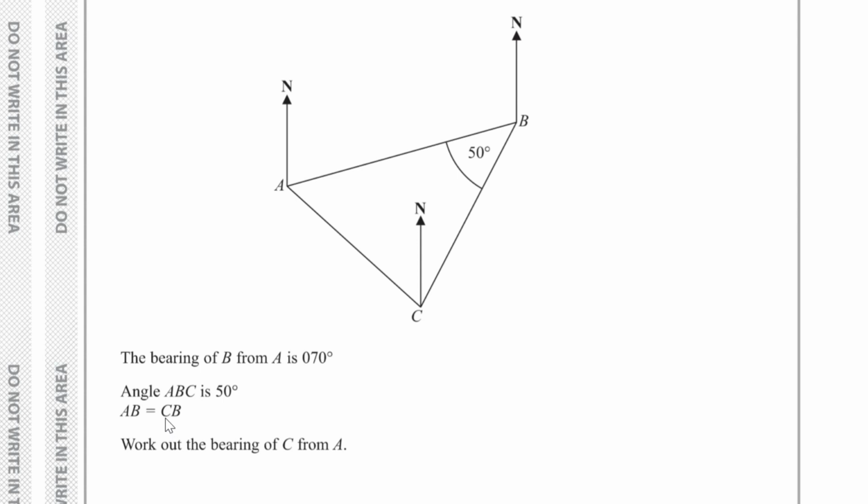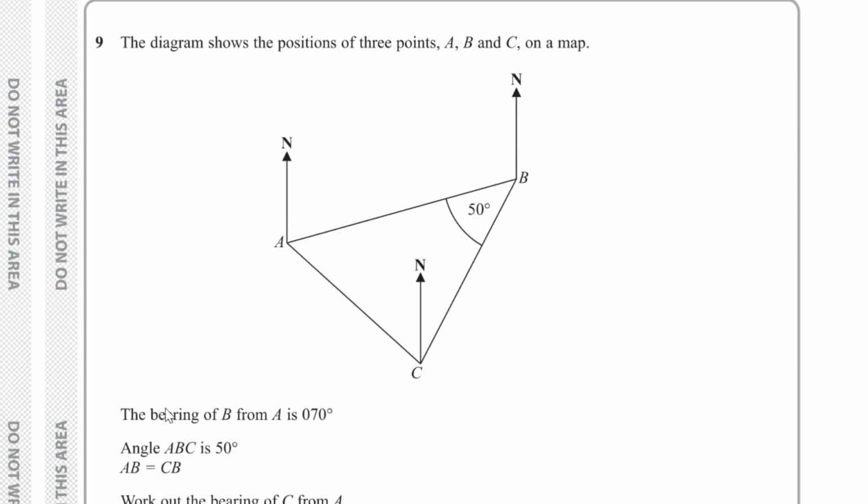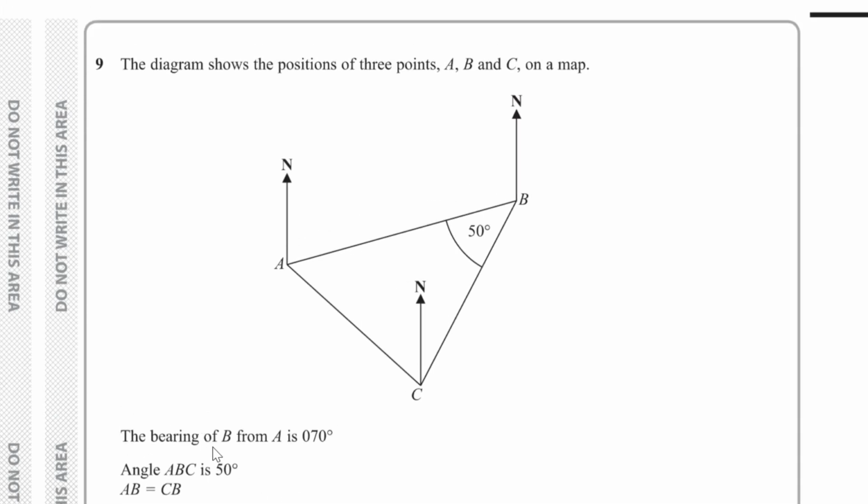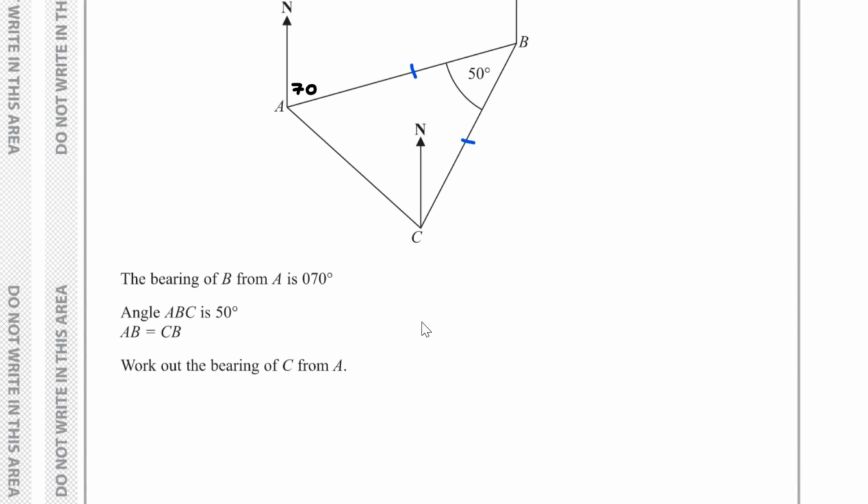So, let's see what we've been given. We've been given that the bearing of B from A is 70 degrees. So, the bearing of B from A, so we're starting at A, going to B, this is 70 degrees. So we have 70 degrees here. And we also know that AB is equal to BC, so this side is equal to this side. So because of that, we have an isosceles triangle. Let's just write this down. The triangle ABC is isosceles because AB is equal to CB.